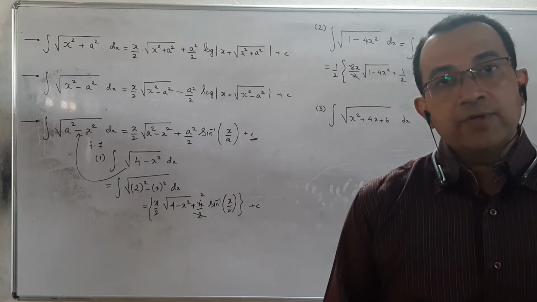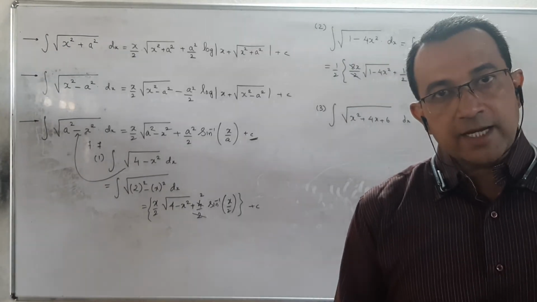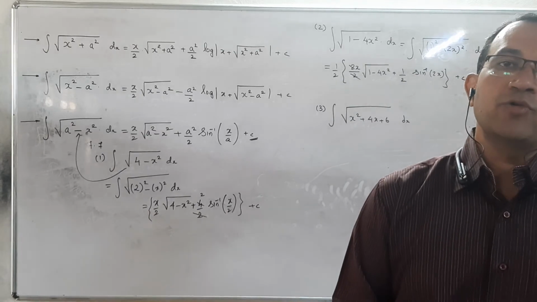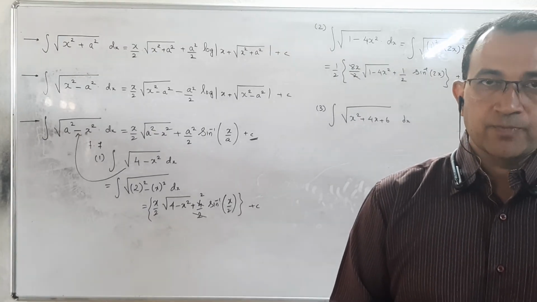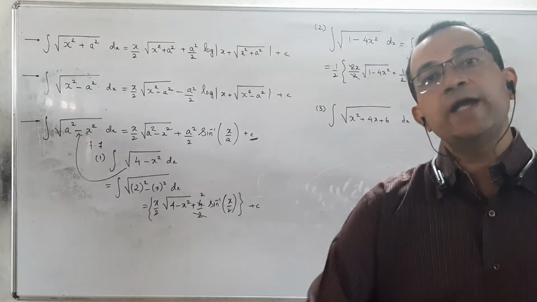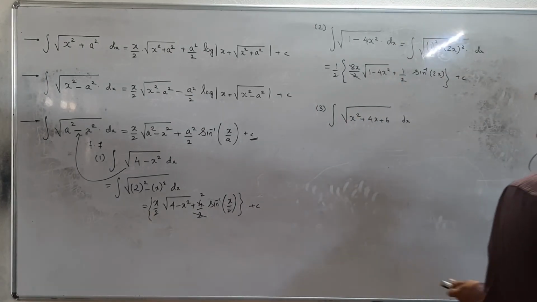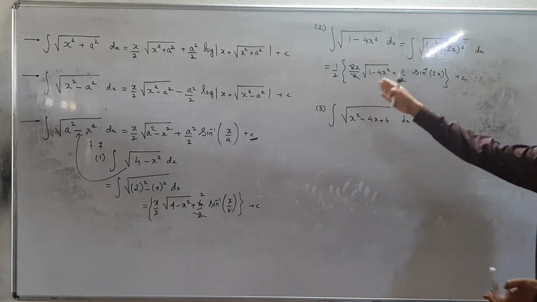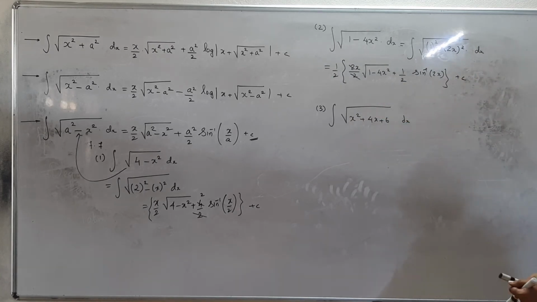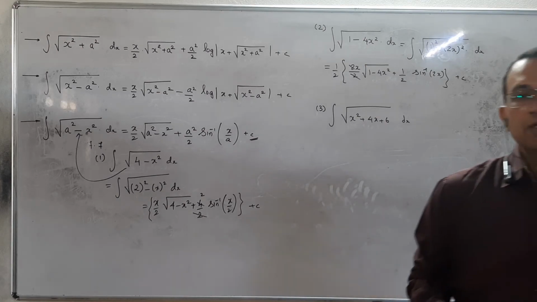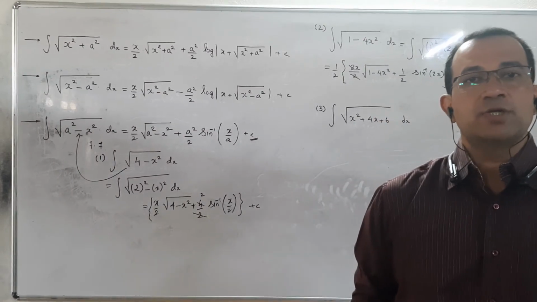Why have I divided by 2 outside? Whenever we have a coefficient of x other than 1, in integration we divide by the coefficient of x. So outside I have written 2. If I multiply this 2 and write, then also this is correct, otherwise keep as it is, students. Then also your answer is absolutely right.